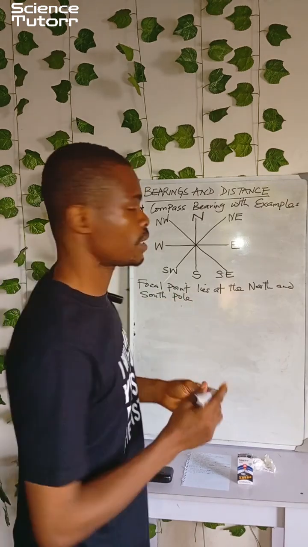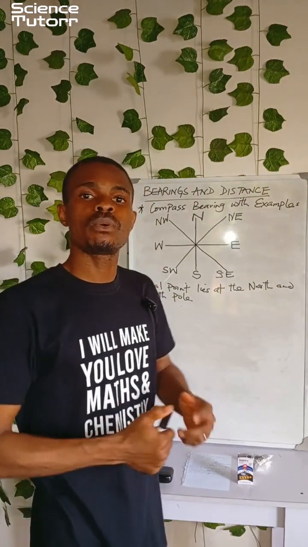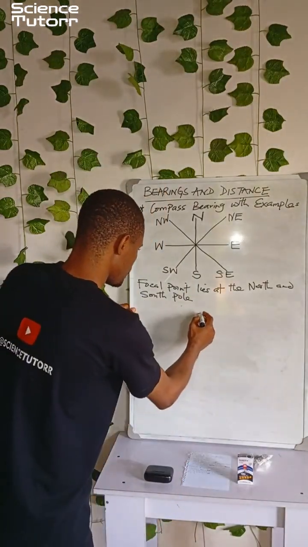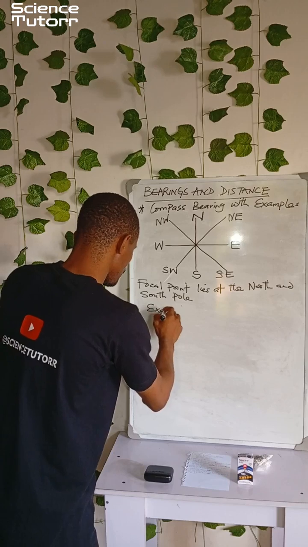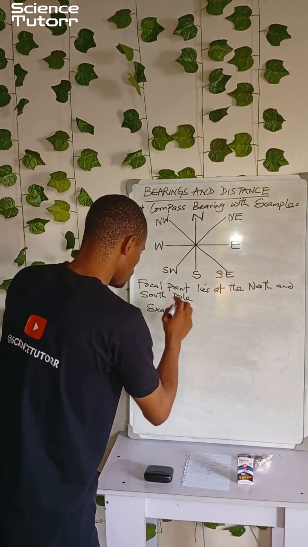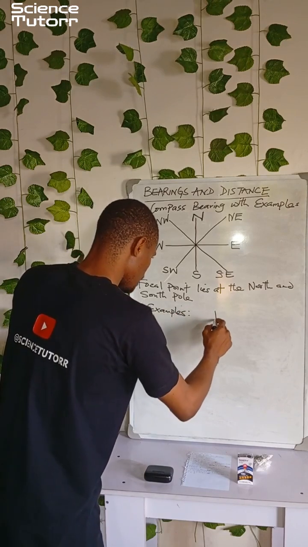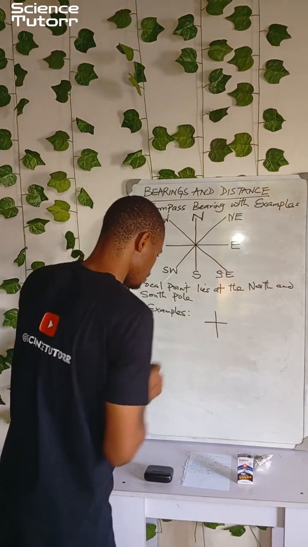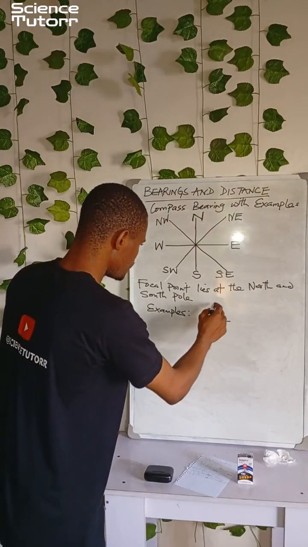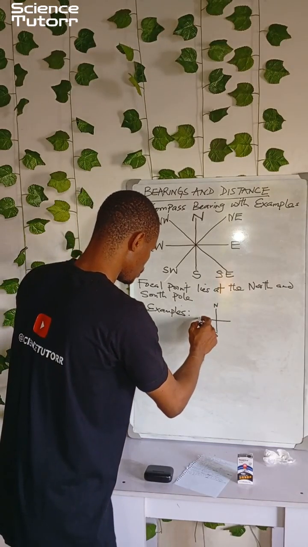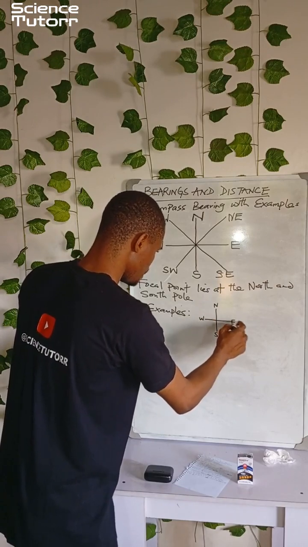That is for compass bearing. Now, examples of compass bearing, like I said, if I am beginning from the north or south pole, I'm going to be having my cardinal point. For example, this is my cardinal point. And remember, I have my north, south, west, and east.